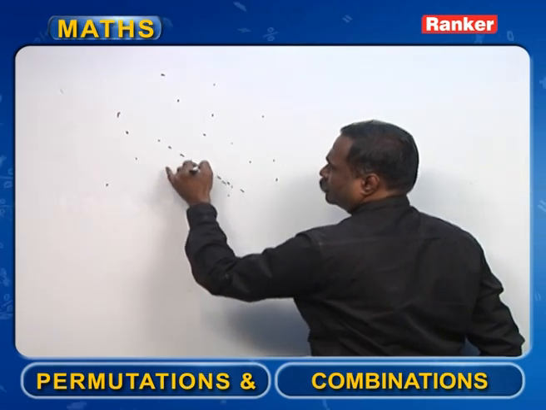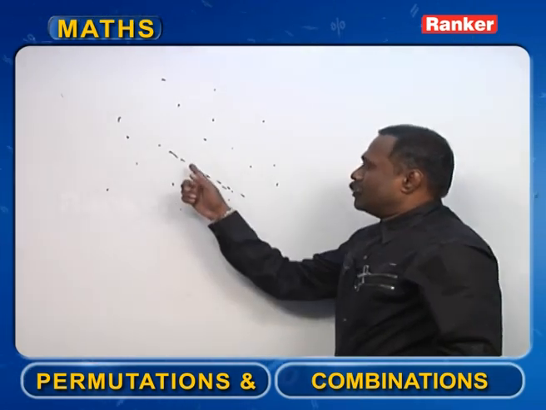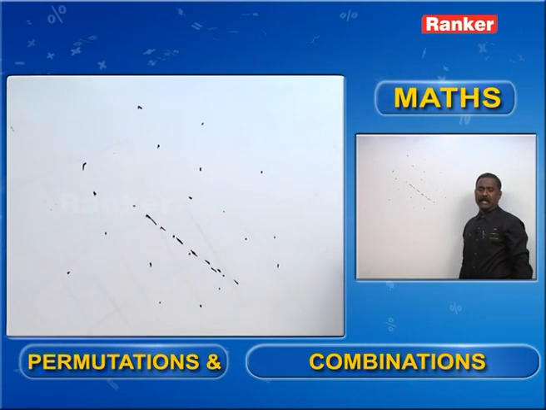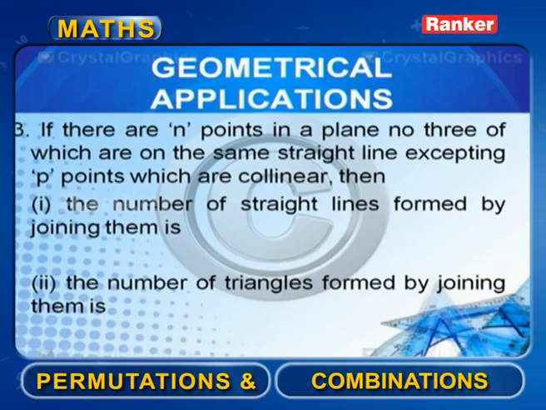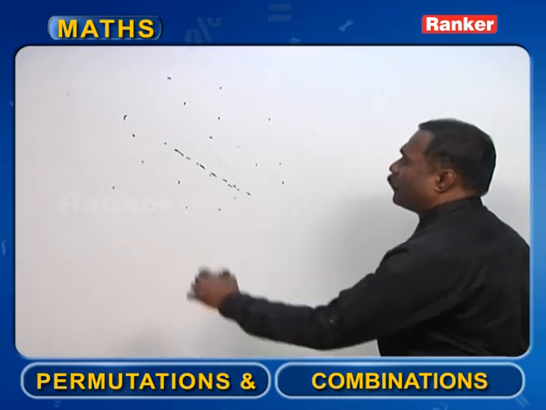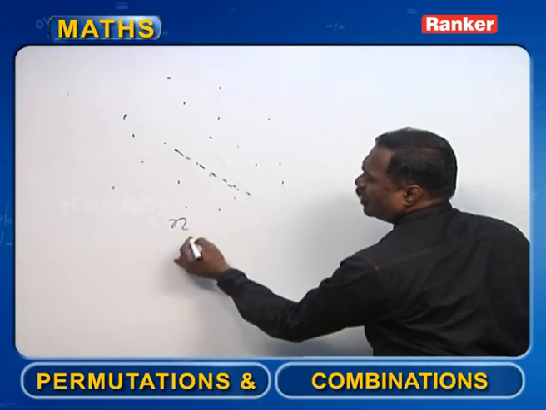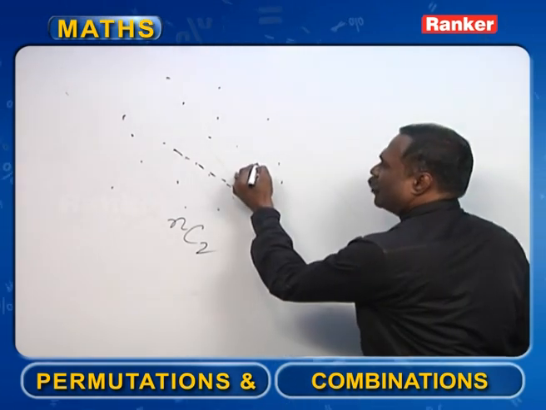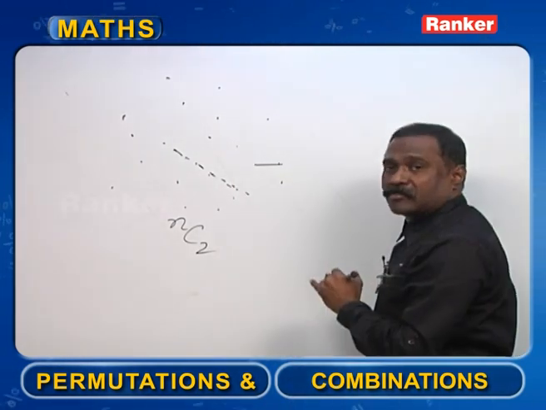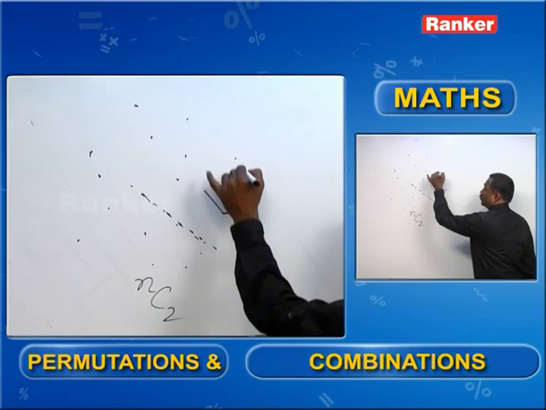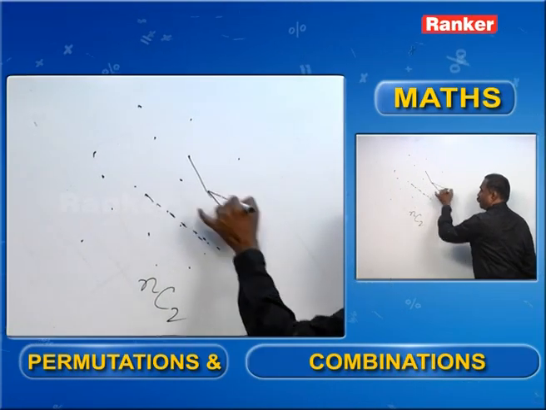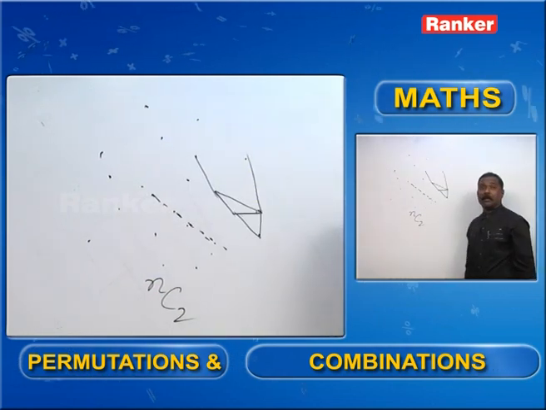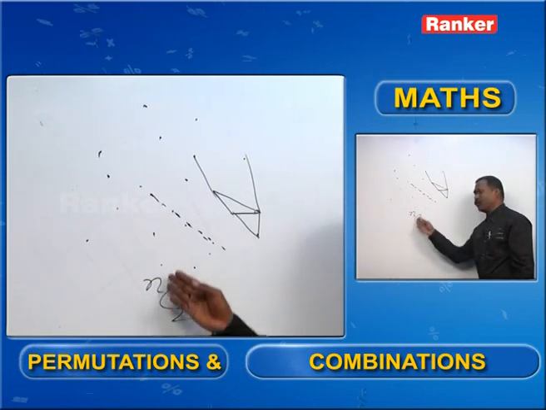Let me say, these are P points. Totally how many points? You can see the slide there. N points are there on the plane. From n points, how many points can be chosen to form a line? NC2. Understand? To get a line, how many points are needed? 2 points are needed. This is 1, 2, 3, 4, 5, 6, 7, like that. How many lines can be formed? NC2 lines can be formed.